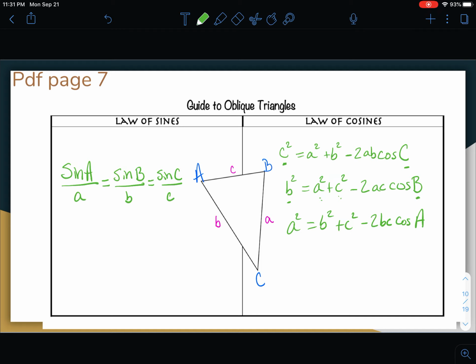So honestly, if you know one of the law of cosines, you'll probably be able to notice that pattern and you can replicate it with any of them that you'd like. And the same thing with the law of sines. We will try to understand why these work, but for now we're just going to practice using them. So let's go ahead and get started.